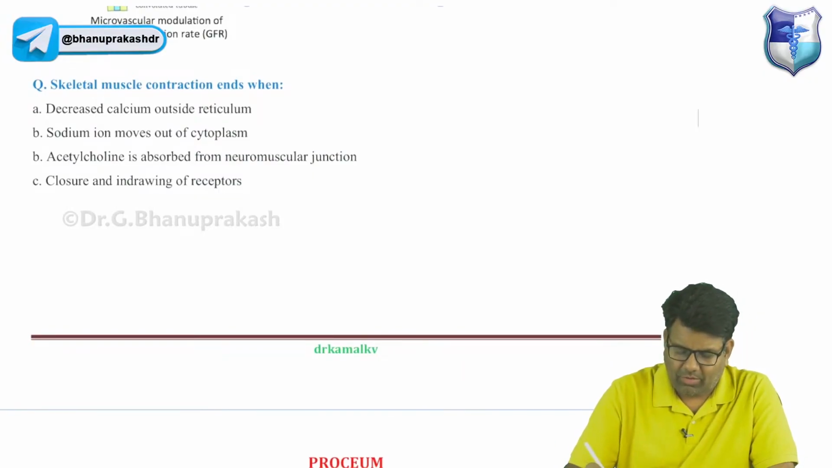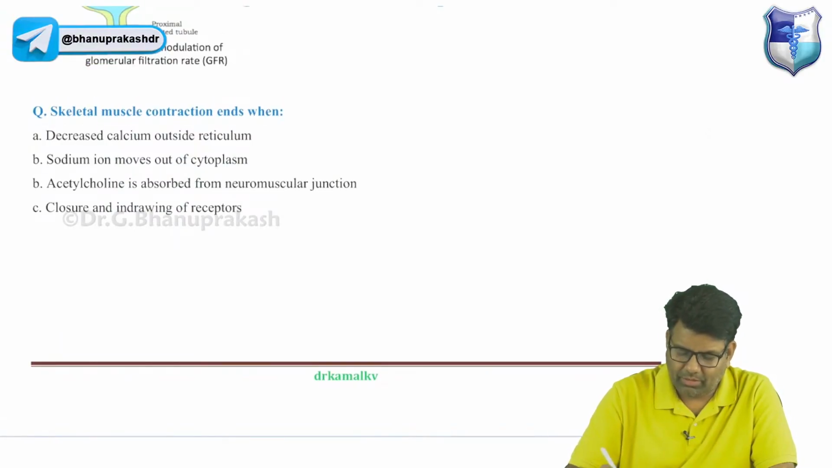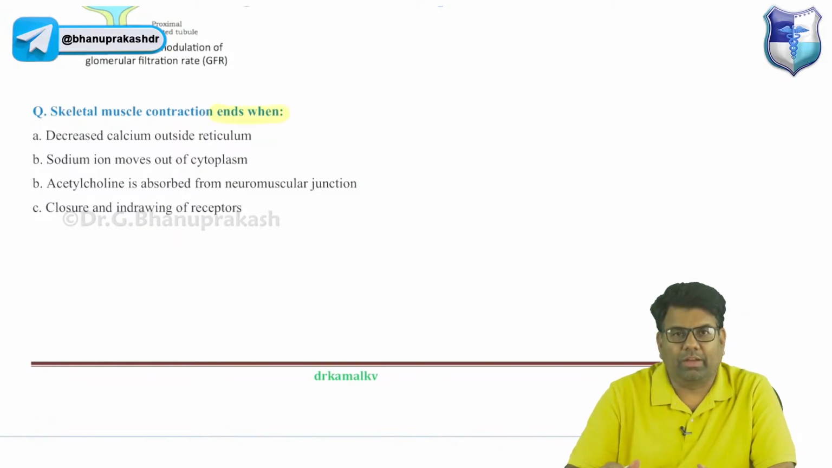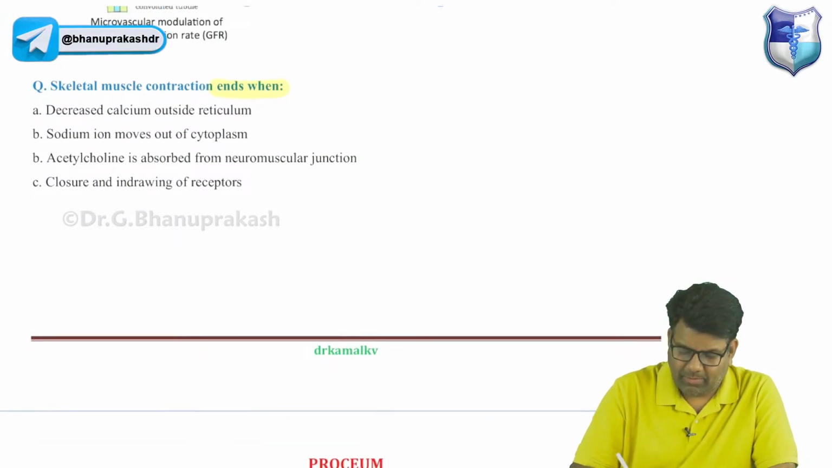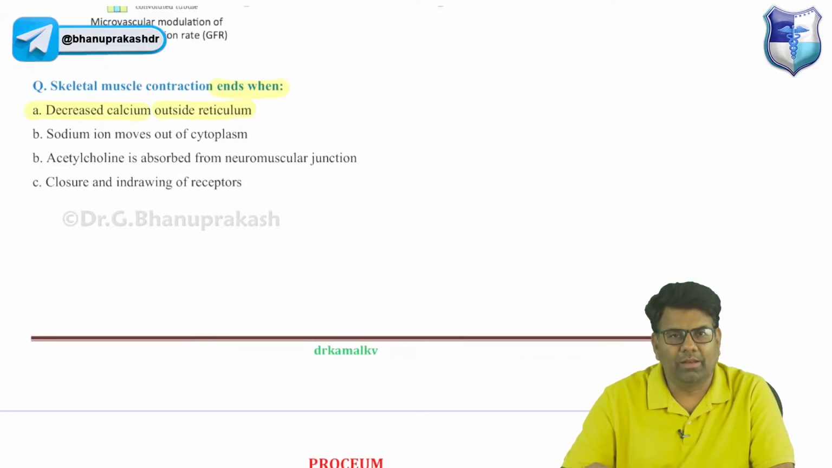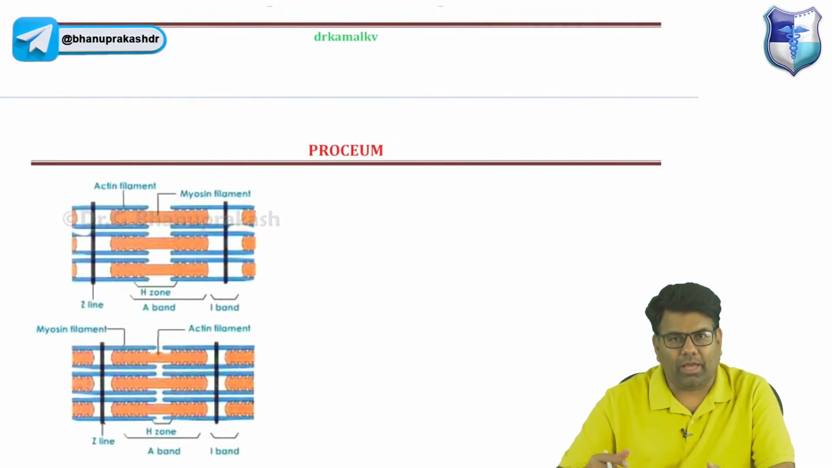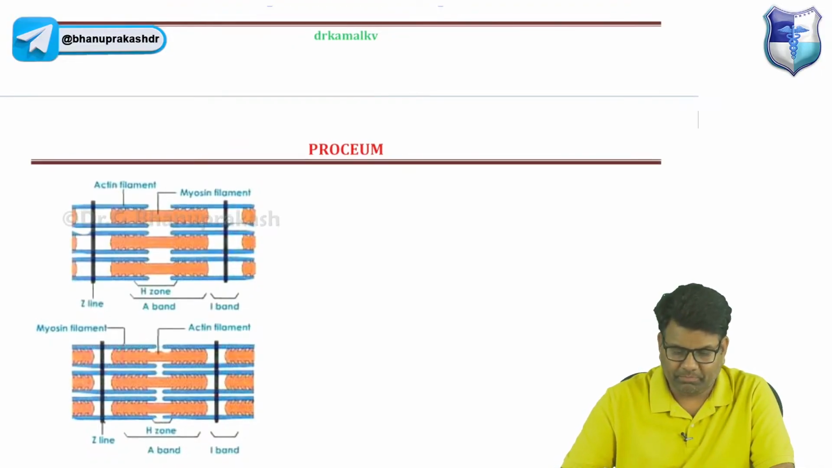Now, there was one question pending for physiology, and that was about skeletal muscle contraction. When does the skeletal muscle contraction end? It ends when there is a decrease in calcium outside the sarcoplasmic reticulum. So, a fall in calcium outside the reticulum ends the muscle contraction. Now, just in brief, we can take the changes in the sarcomere at the time of muscle contraction.